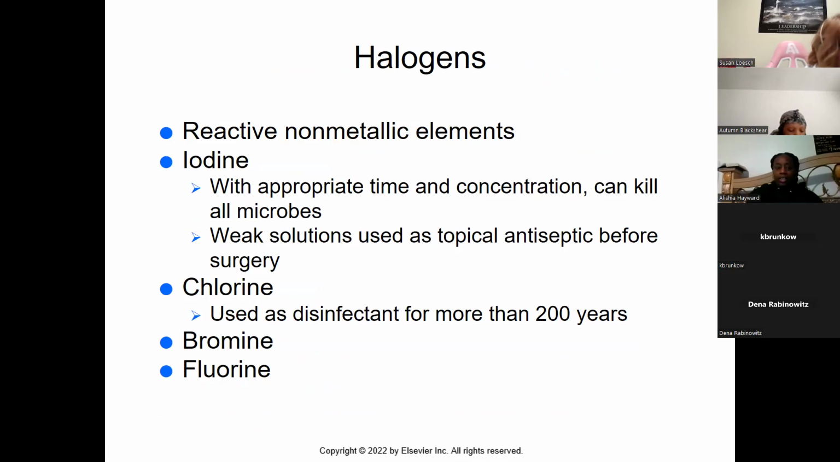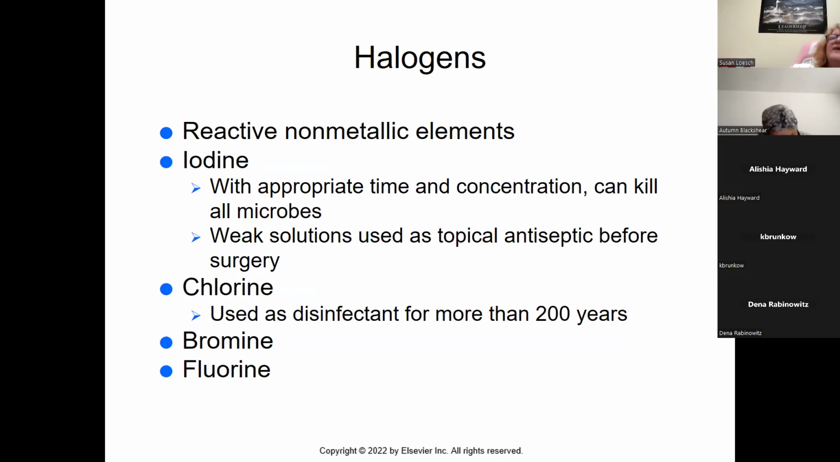Halogens: iodine, chlorine, and fluorine. Now, bromine is a big one that they use now in the hospitals. The reason they use it is because it has some of the same effects as chlorine. But the difference with bromine is it doesn't have that strong chlorine smell. So it's supposed to be safe around people that have asthma, respiratory issues, and things like that. So that's one of the main reasons why they switched over to that.